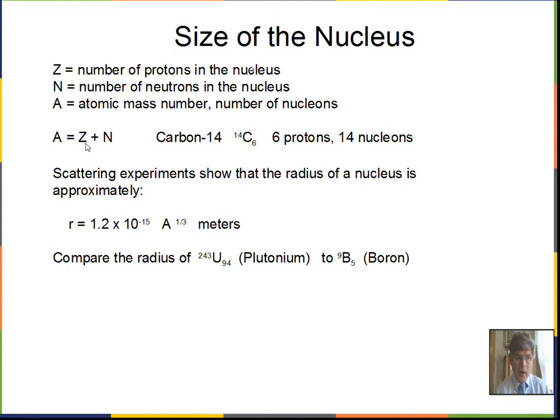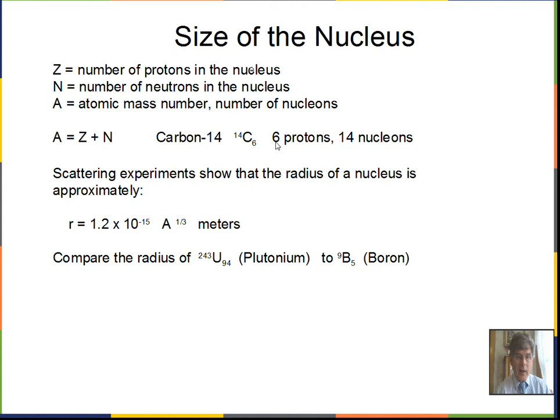This is not the small n of quantum mechanics. This is the count, capital N, the count of the number of neutrons. So carbon-14 as an example: 14 for the nucleons, 6 for the protons because it's carbon. How many neutrons would there be? And you should answer 8. 8 neutrons and 6 protons would make 14 nucleons.